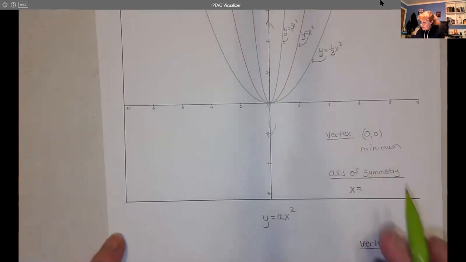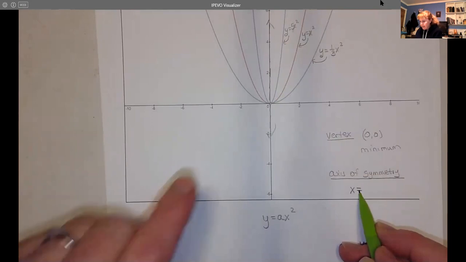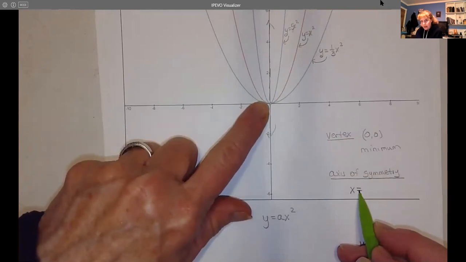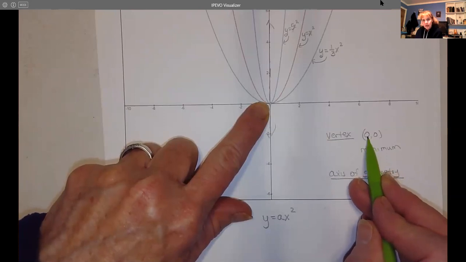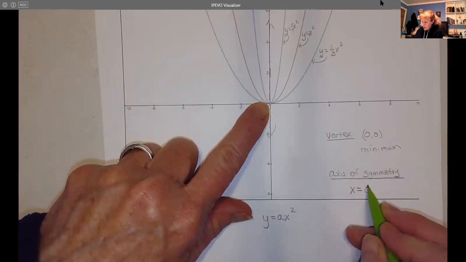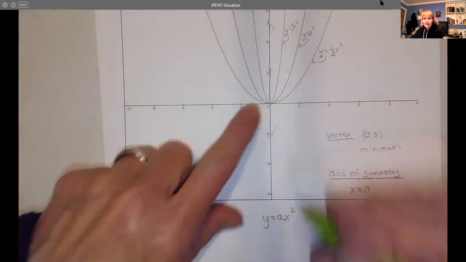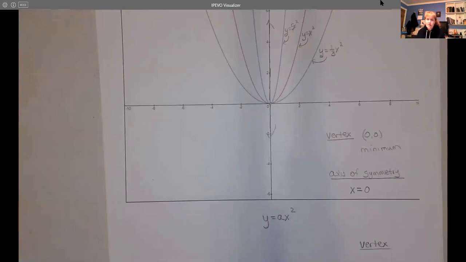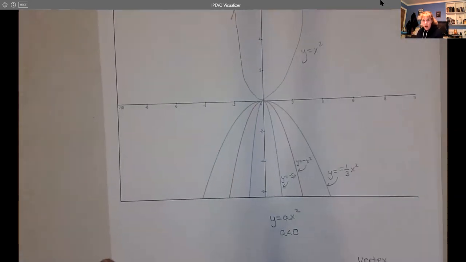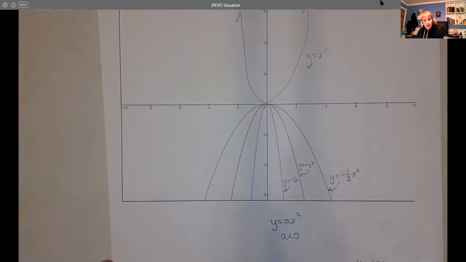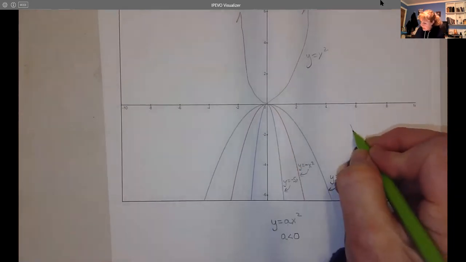So the axis of symmetry is x equals, and since it cuts through the vertex every time, it's going to be the x coordinate of your vertex. So x equals 0. That's going to be the axis of symmetry. We're going to practice this quite a bit. You'll be fine. All righty? Okay. Let's go on. Let's look at the vertex.